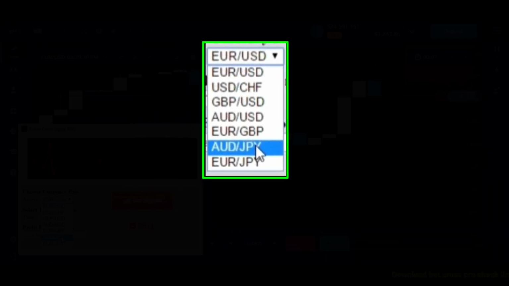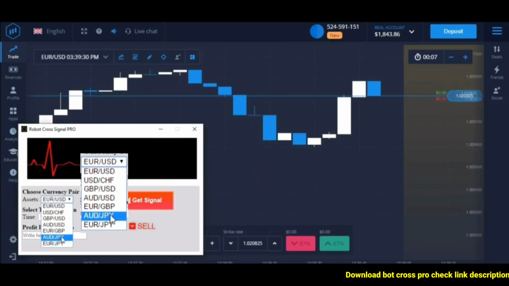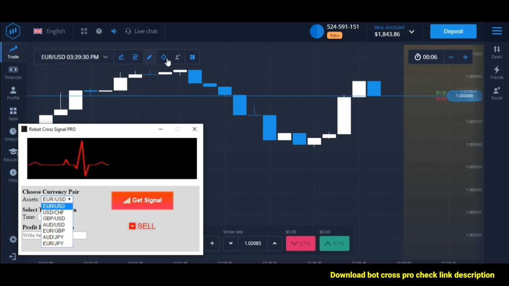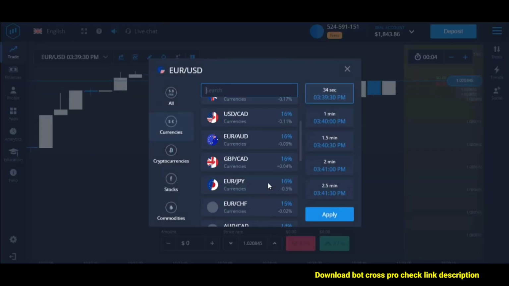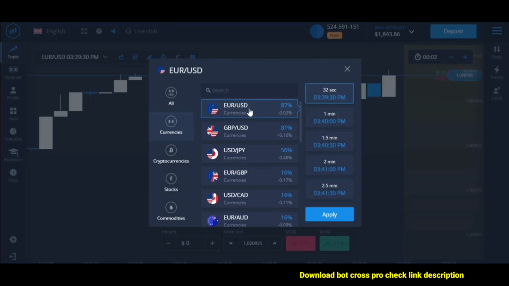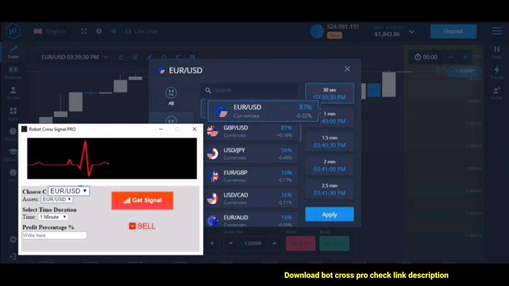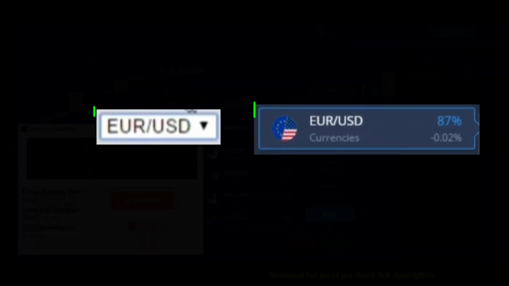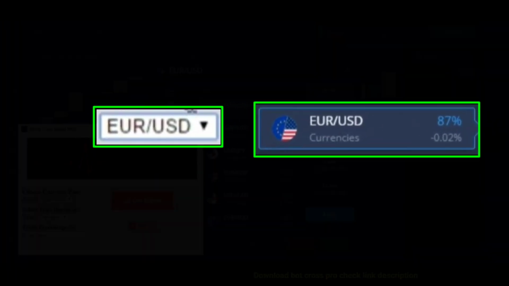All the Cross Pro bot markets that you can use in this trade. Make sure the market you choose in this trade is already available in the Cross Pro bot signal. Then equate the Pocket Option market with the Cross Pro bot market.